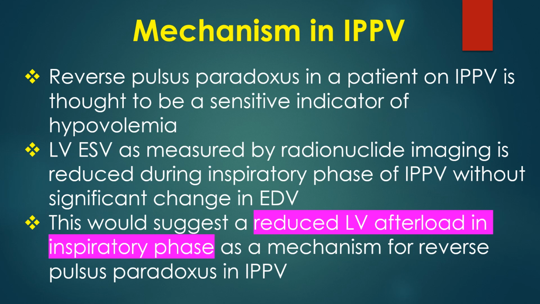LV end systolic volume as measured by radionuclide imaging is reduced during inspiratory phase of IPPV without significant change in end diastolic volume. This would suggest a reduced LV afterload in inspiratory phase as a mechanism for reverse pulsus paradoxus in IPPV.